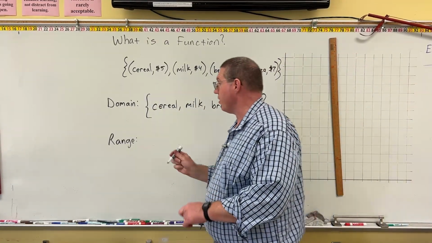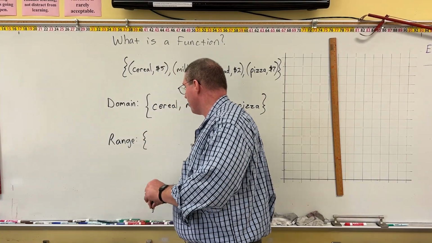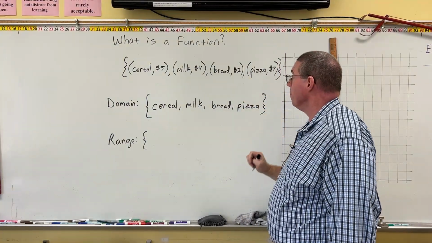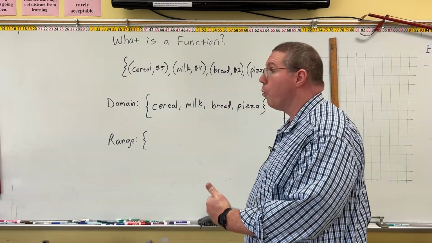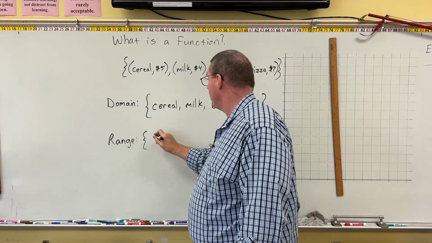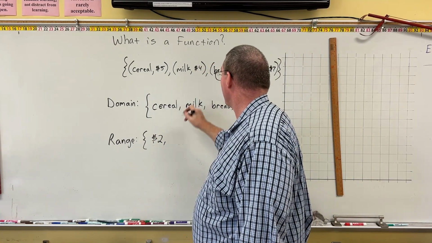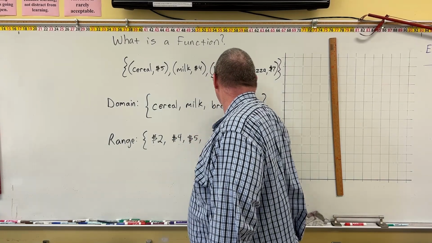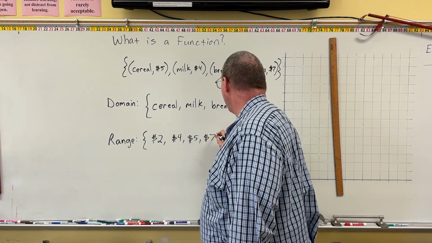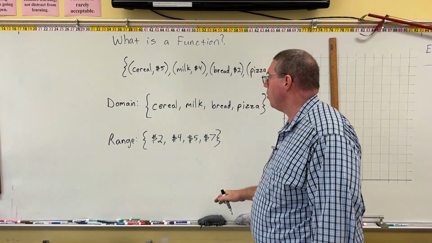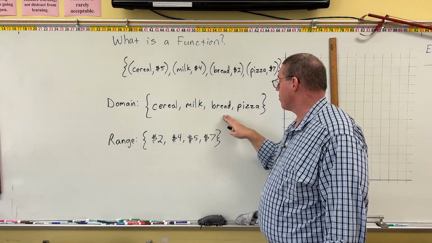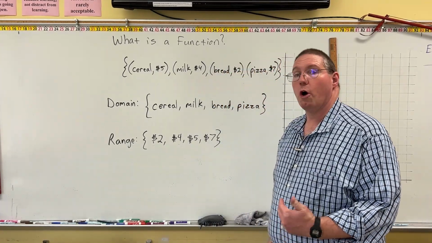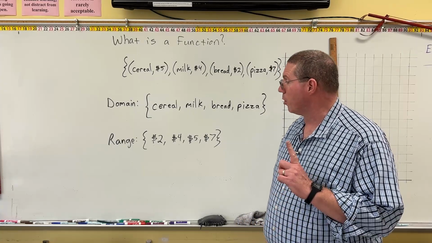The range is the collection of all the outputs. The collection is $5, $4, $2, and $7. When they're numerical, we often order them from smallest to largest. So we're going to do $2, comma, $4, comma, $5, comma, $7. The range does not have to be organized in the same order as the domain. You don't have to do that, okay? I will say this though, you should only include each number one time.